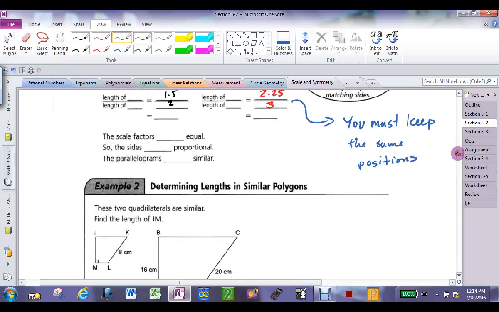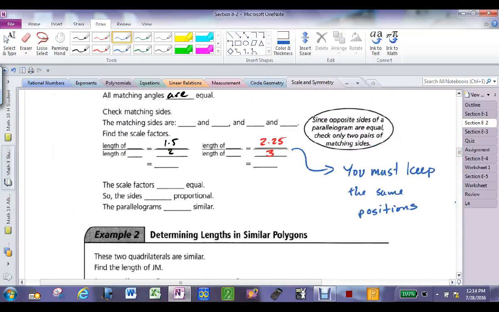So let's check. What's 1.5 divided by 2? 0.75. What's 2.25 divided by 3? 0.75. Are they the same? Yes. So the scale factors are equal. The scale factors are equal and the angles are equal. The parallelograms are similar. Is everybody good? Yes. Just got to check them both. Okay?